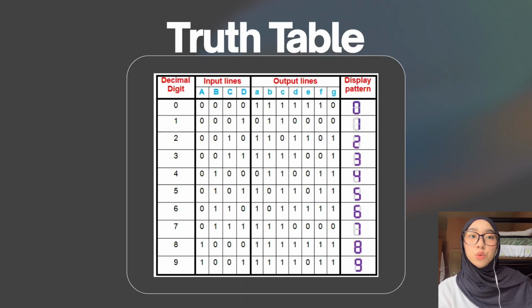Next, here is the truth table. In the truth table, you can see which lines are high and which are low, so that it would display whatever number we would like to show. For example, we have the display pattern of 0. For 0, the only output that is 0 is G, and the rest are 1. And then for the number 1, we have 1 only for B and C, and the rest are 0. That is how we show the display pattern on the 7-segment display.